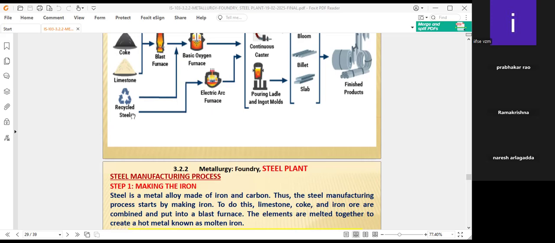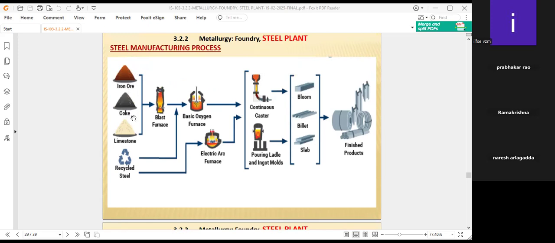Whereas in the electric arc furnace, the recycled steel is added directly; there is no question of the ore and the blast furnace and all. Only recycled steel is added here, because recycled steel is already purified from the product, and only the remaining part is processed.